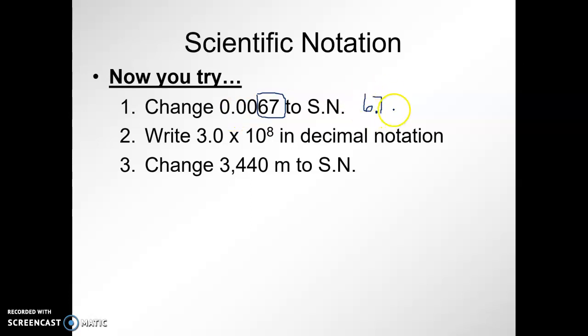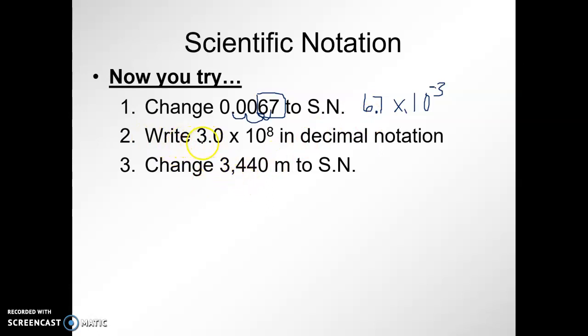Technically, to get to this coefficient, you'd have to move the decimal to the right 1, 2, 3 times. So it's going to be 6.7 times 10 to the third. And remember, this is technically representing a decimal number. We have moved the decimal to the right. It's going to be negative. Negative exponent anytime you have a decimal.